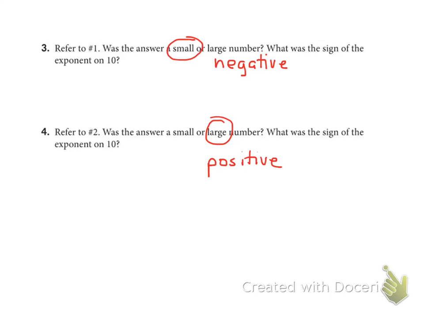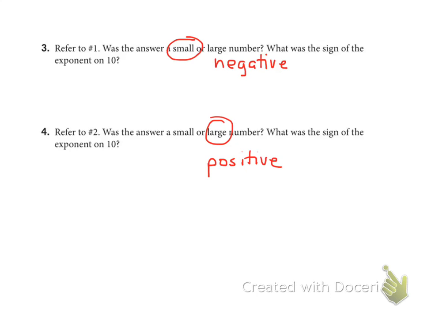How about the second one, 79 times 10 to the negative 4th power? What's wrong with that one? The decimal point is in the wrong place. It should be between the 7 and the 9.